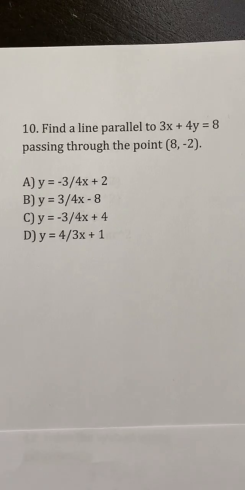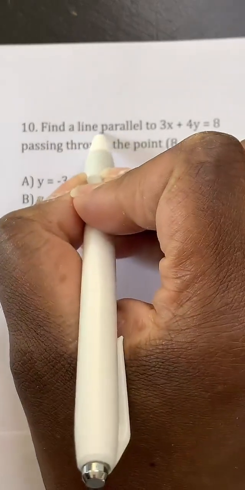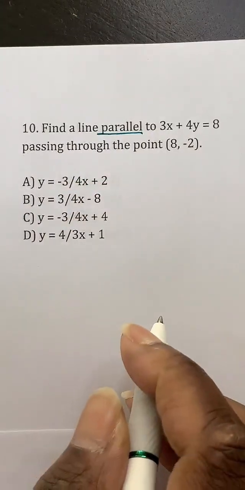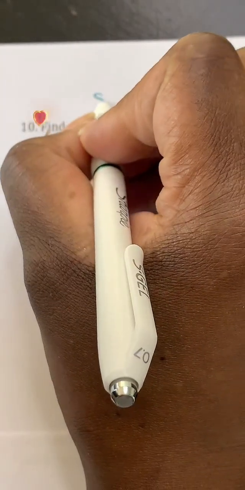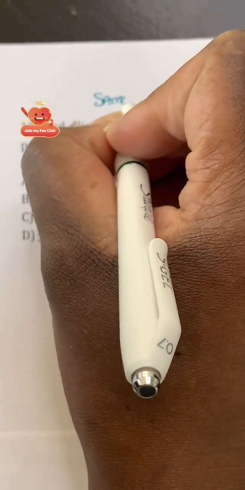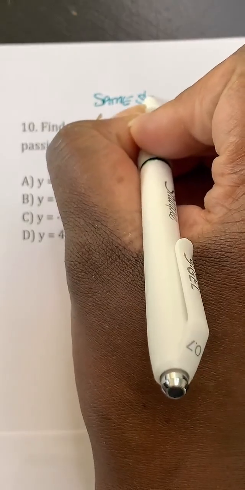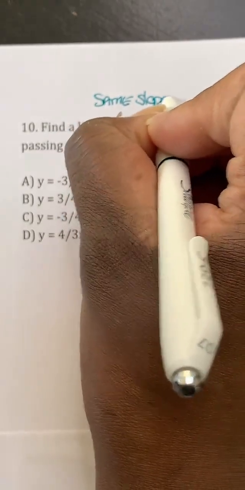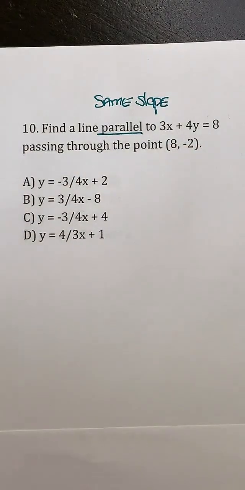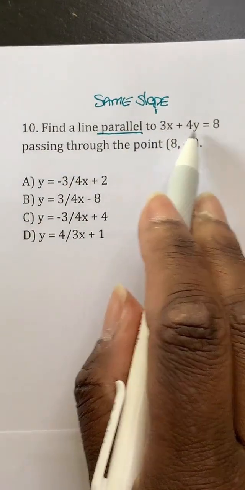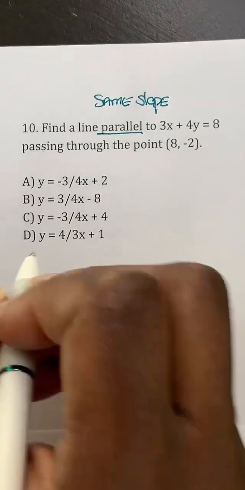Okay, so you're saying A. Let's take a look. First off, things that we need to know about parallel lines: parallel lines have the same slope. One thing that they didn't just give to us is the slope. So we need to find the slope, and we're going to use that equation to break that down.